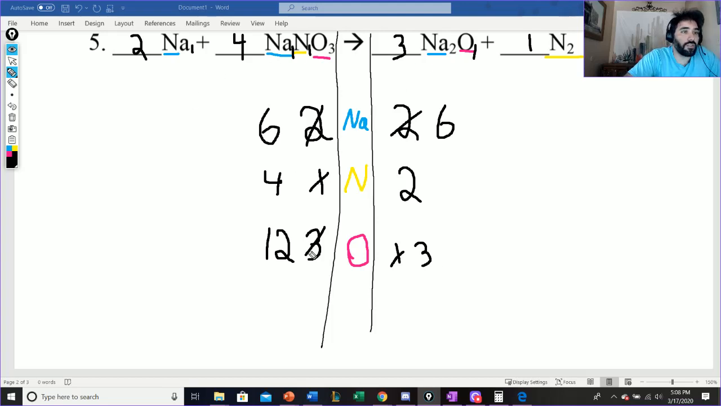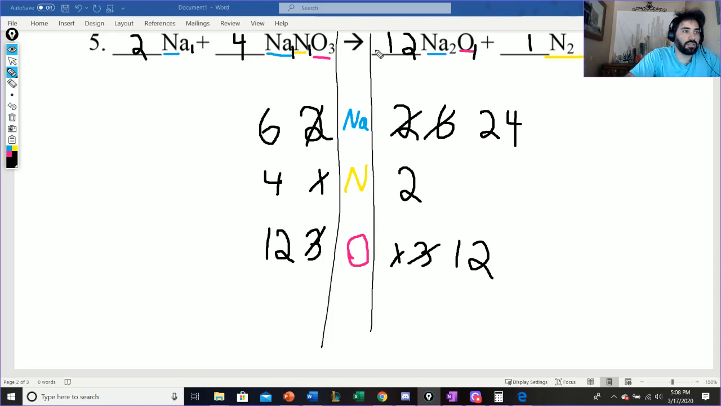We have 12 oxygens on the left-hand side. I want 12 oxygens on the right-hand side. So in order to get 12, I'll put a 12 here. Delete this. We'll put a 12 here. And that'll give us 12 times 1. That'll give us 12 total oxygens. That'll also change my number of sodiums. I'll have 12 times 2. So that'll give me 24 sodiums.